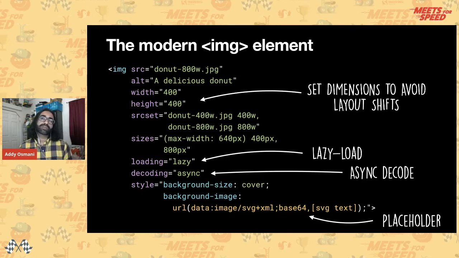These days, we encourage you to set dimensions in order to avoid causing layout shifts in the page. You can drop loading equals lazy on those images in order to lazy load them. You have the ability to control asynchronous decoding. You can even set placeholders for image loading just using a background style. And you can decide whether to show a solid image color there, an inline SVG. But you have a lot of flexibility that we once didn't necessarily have in place.